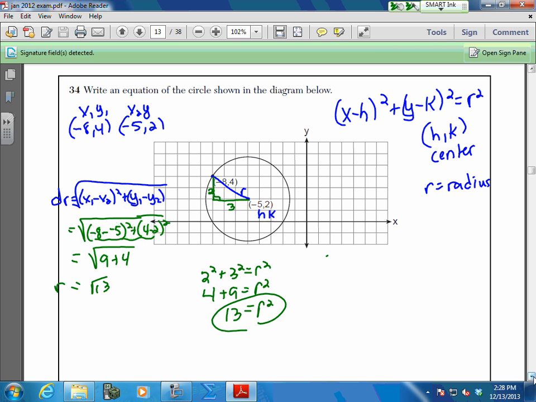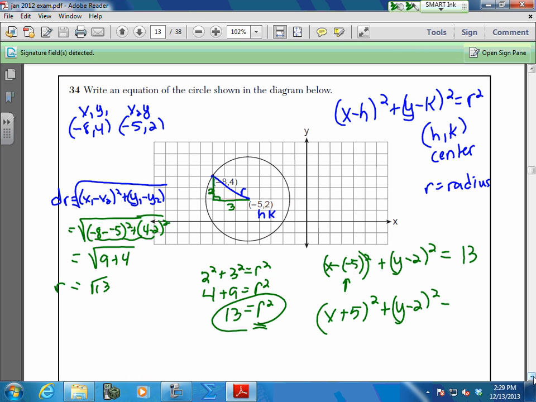So we're going to set it up. X minus a -5 squared plus y minus 2 squared. And we already know your r squared, 13. So just resolve this part. And there is your formula for your circle.